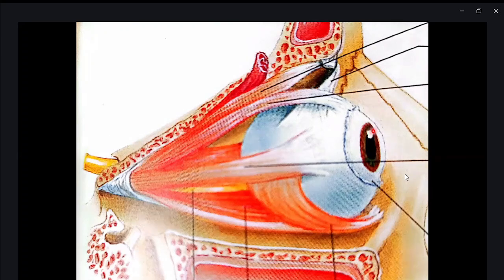So apart from the lateral rectus and superior oblique, all the muscles are supplied by the oculomotor. Lateral rectus is abducens, superior oblique is the trochlear nerve.